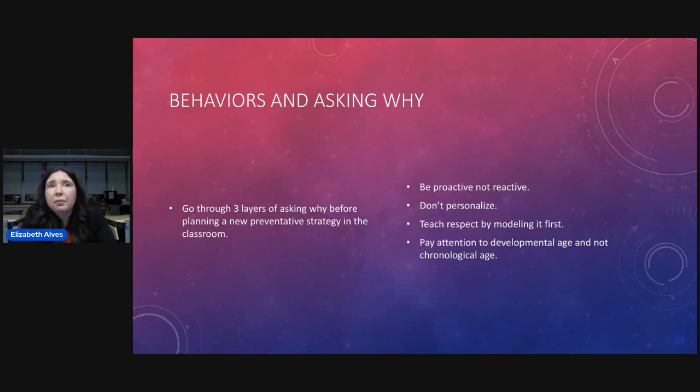So something I would encourage teachers to do is certainly go through several layers of why before you ever plan a new preventative strategy for the classroom or for a particular student.